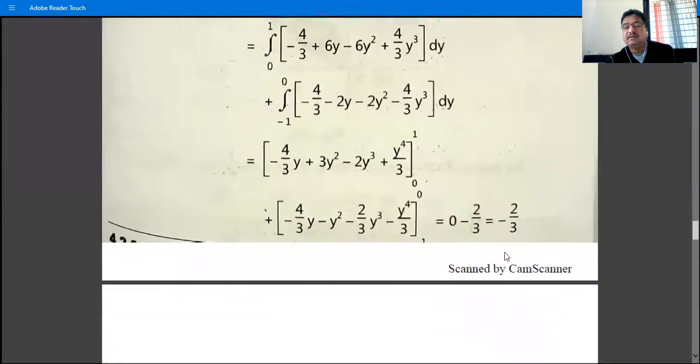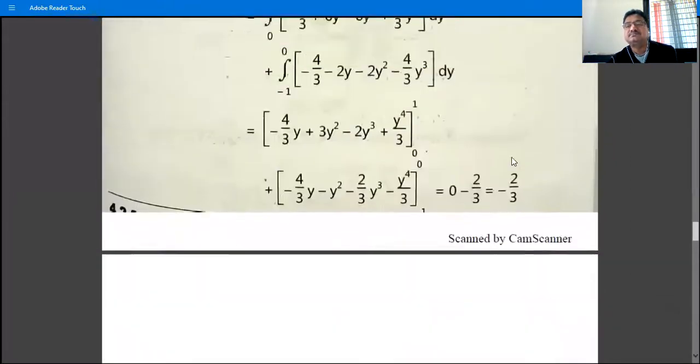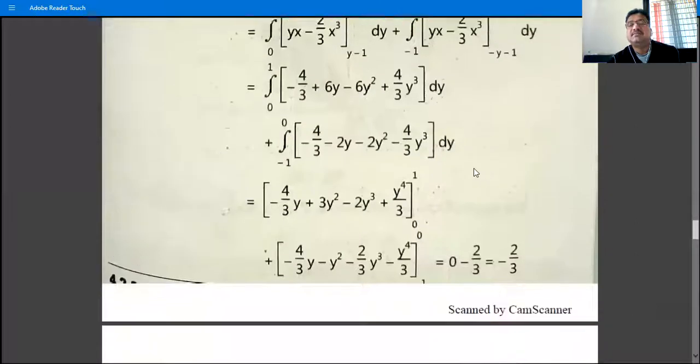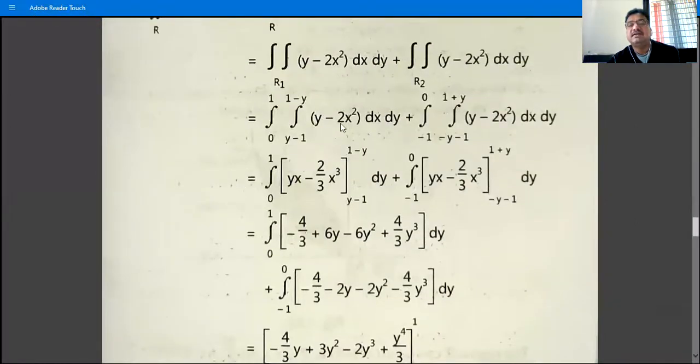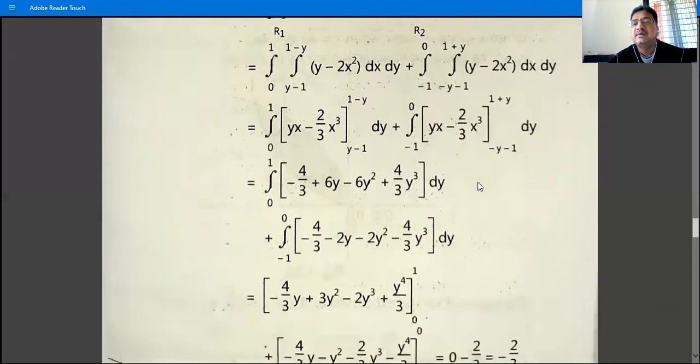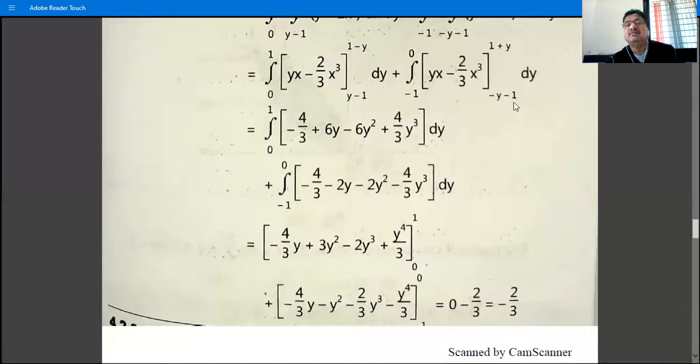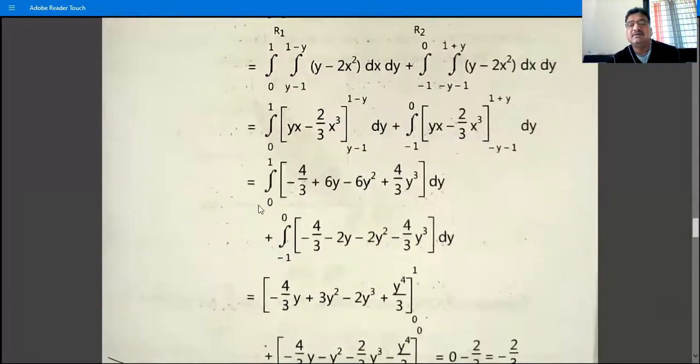If you get a negative answer, then write the positive answer. That is now a simple integration. The integration with respect to x first, y is now constant. The integration of y is y times x, and then x³/3 as the integration of x². Then the lower limit and upper limit. Similarly here. Then we substitute the limit values. Now the integration is from 0 to 1 here, and this is from -1 to 0.